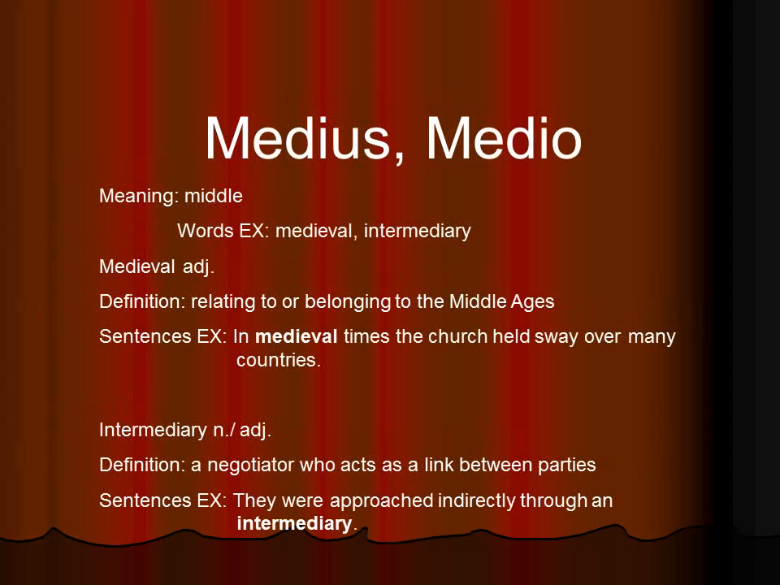The next one is medius and medi. Medius and medi mean the middle of things, like the words medieval and intermediary. Medieval means the period of the Middle Ages, and intermediary means someone who works as the middle between person and person.